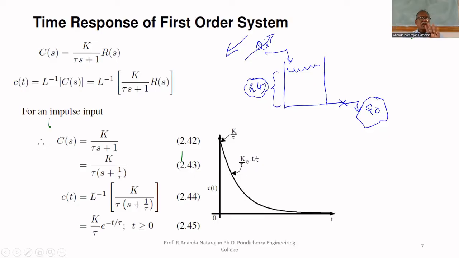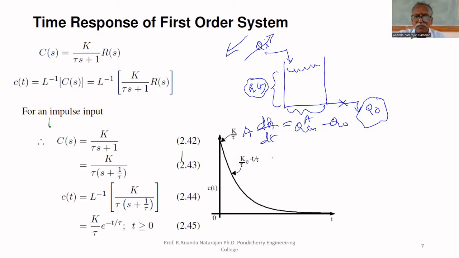Like how we control the speed of the car, we see the speedometer. If speed increases, we decrease the input. If speed decreases, we increase the input. Like that, if level decreases, we increase the input. If level increases, we decrease the input. That way we can control the level. If you find the mathematical model of this, A dH by dt equals Qi minus Q naught, where A is the area of cross section of the tank. This is also a first order system.